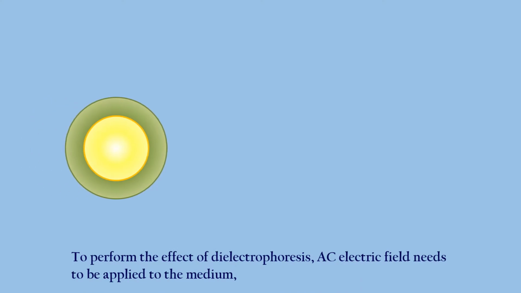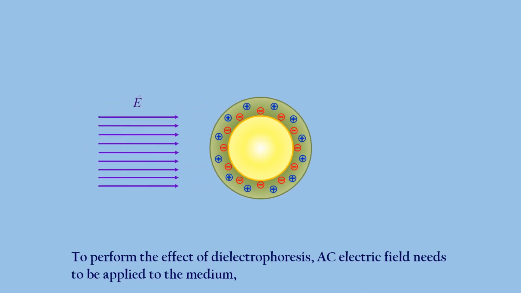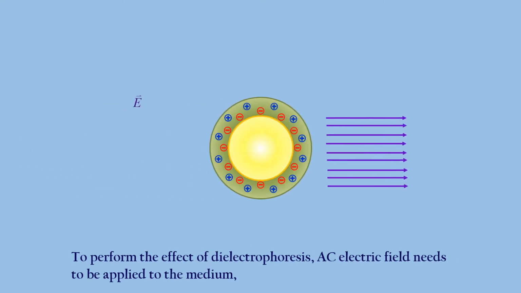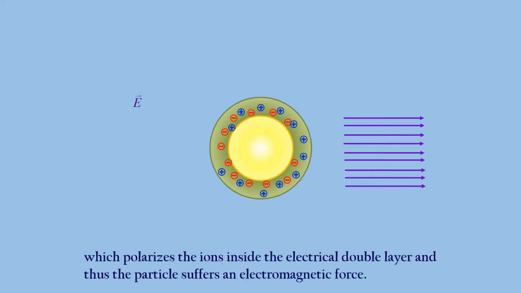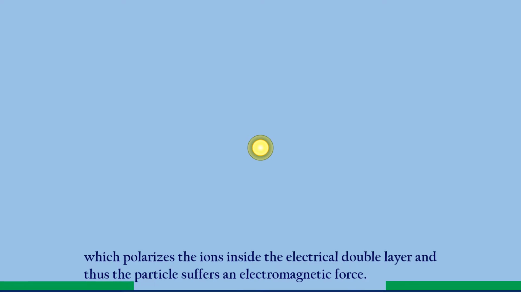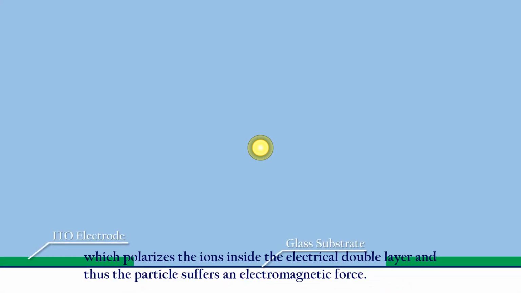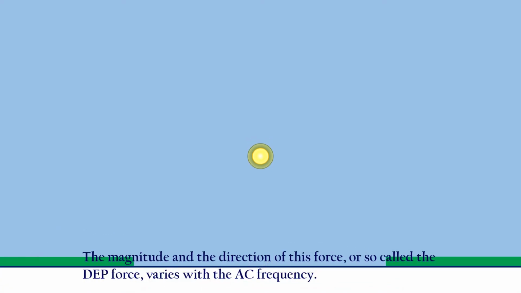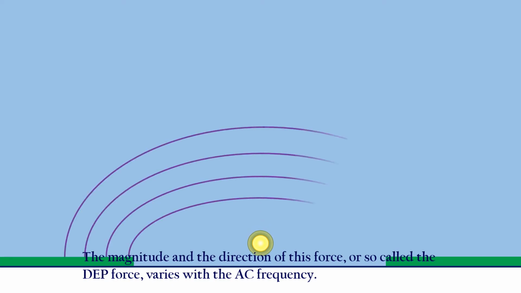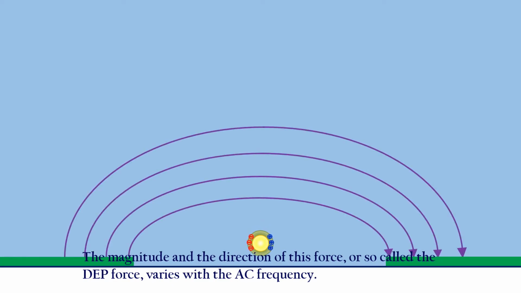To perform the effect of dielectrophoresis, an AC electric field needs to be applied to the medium, which polarizes the ions inside the electrical double layer, and thus the particle suffers an electromagnetic force. The magnitude and the direction of this force, the so-called DEP force, vary with the AC frequency.